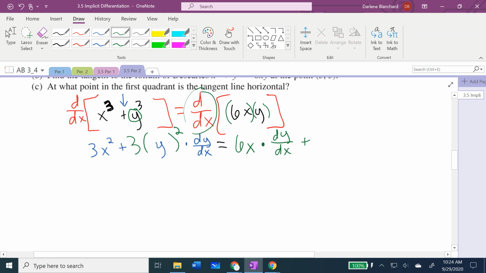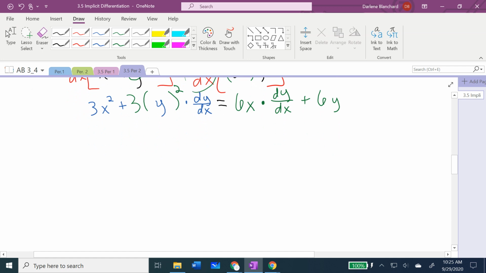Plus, and then I switch who I differentiate and who I keep. So if I differentiate 6x with respect to x, I get 6. For the second function, if I just keep it, then I just plain keep a y. So while I am differentiating with respect to x, I'm getting some dy/dx's. I'm also keeping some y's at the same time. And that's normal.